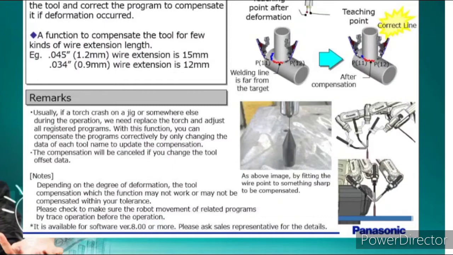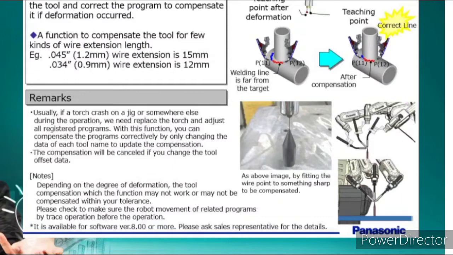You can compensate the program correctly by only changing the data of each tool's name to update the compensation. The compensation will be cancelled if you change the tool offset data.